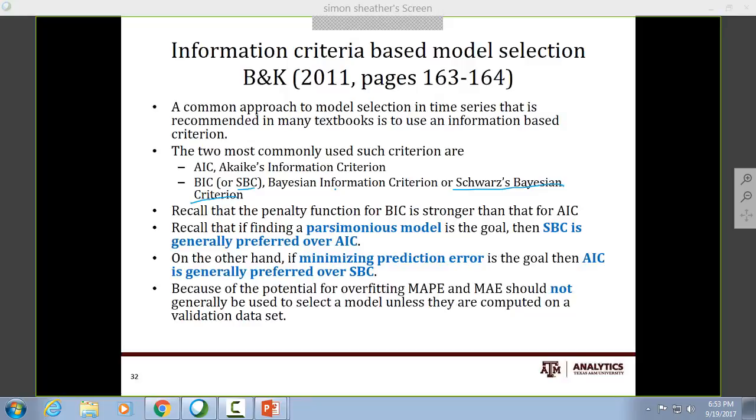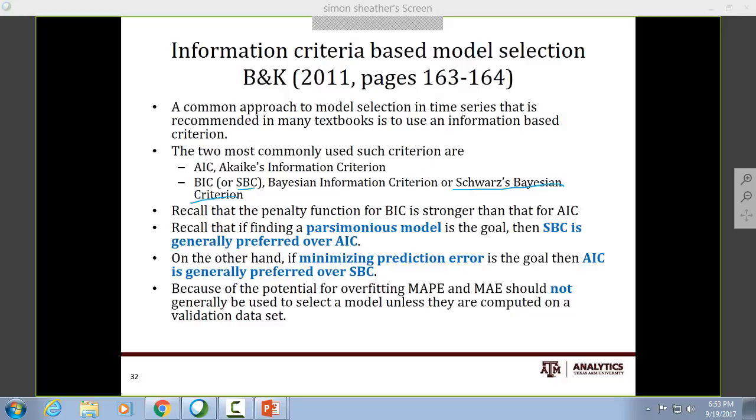So remember from 608, if I have a large data set and the models I'm considering include the true model, the true model is ARMA(p,q) for some p and some q, SBC will find the correct p and the correct q. Alternatively, if I want the best predictions and I have a large data set, AIC will come up with predictions that are indistinguishable from those if I knew what the correct p and the correct q were.